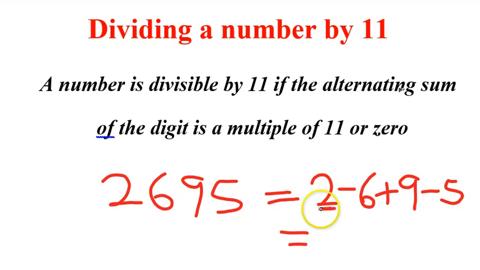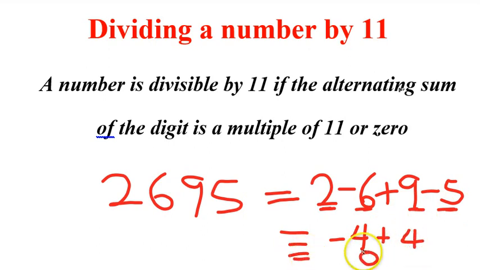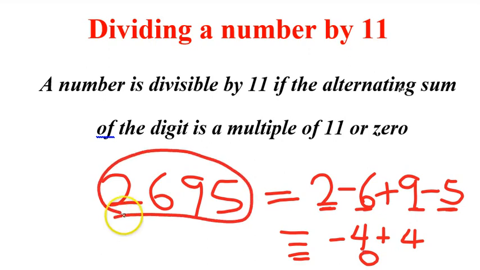Now for the 2 minus 6, that will give me negative 4. Then plus 9 minus 5 will give me 4. And so once again, negative 4 plus 4 is 0. And that means that this number is divisible by 11.